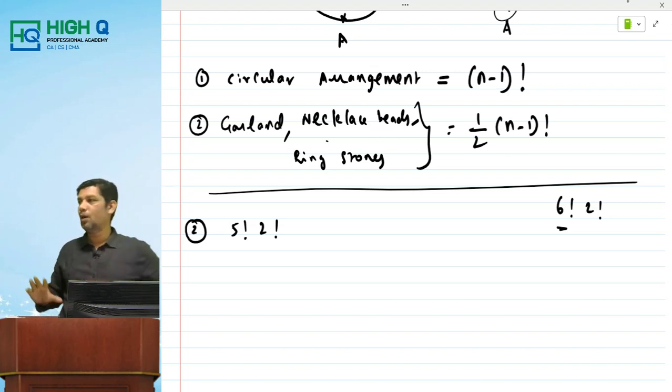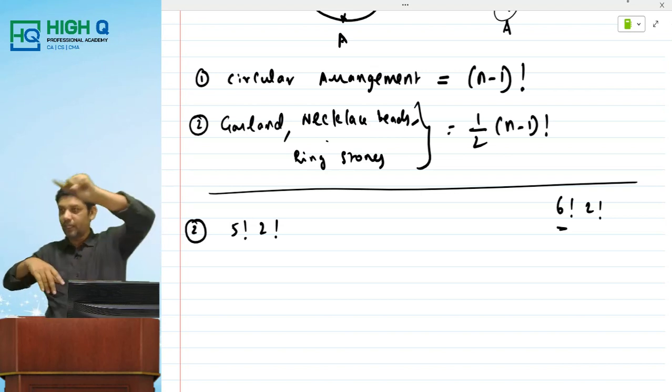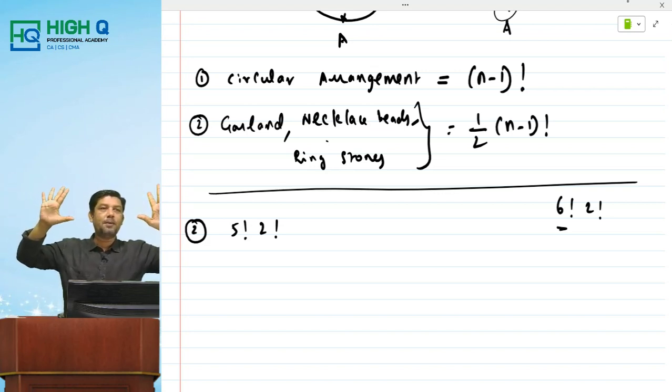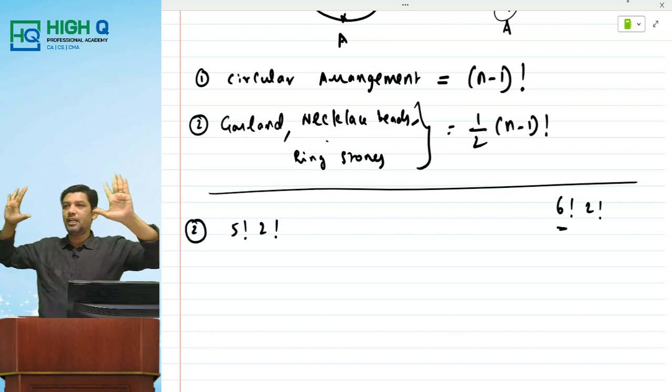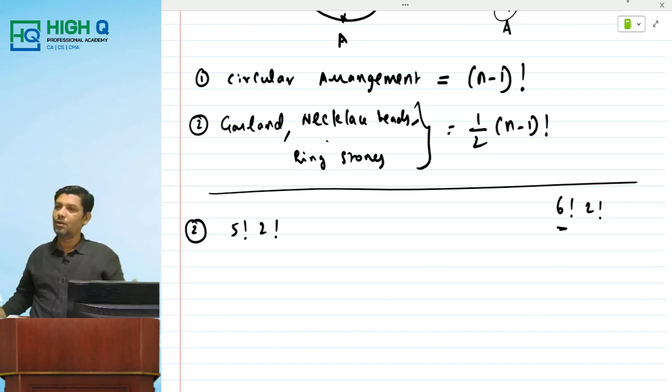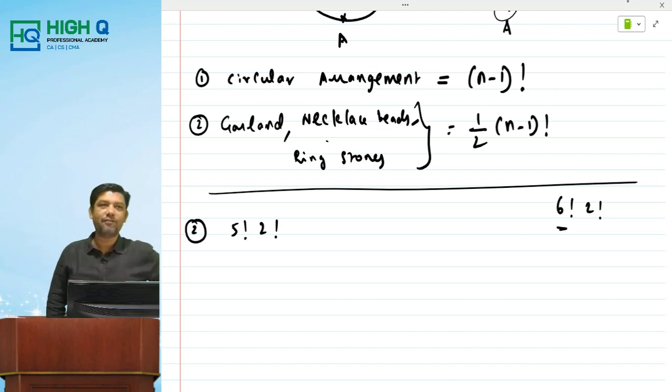Okay, for example, 10 people to be arranged on a circular table, 3 particular people want to sit together. Now tell me, my dear, what is the answer? 3 factorial into 7 factorial. What is it? 3 factorial into 7 factorial.